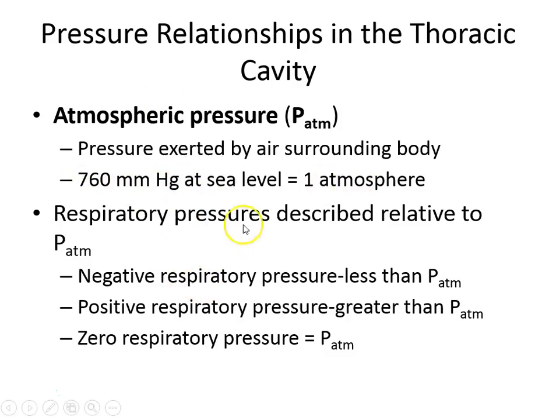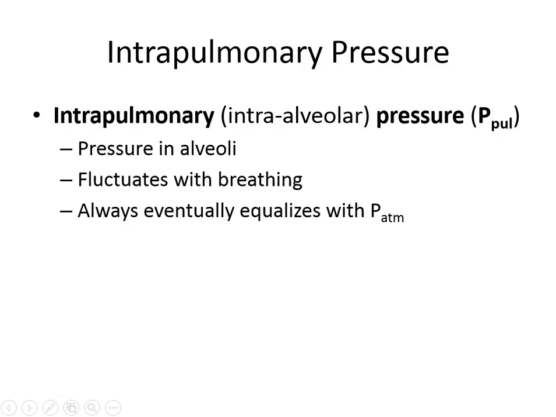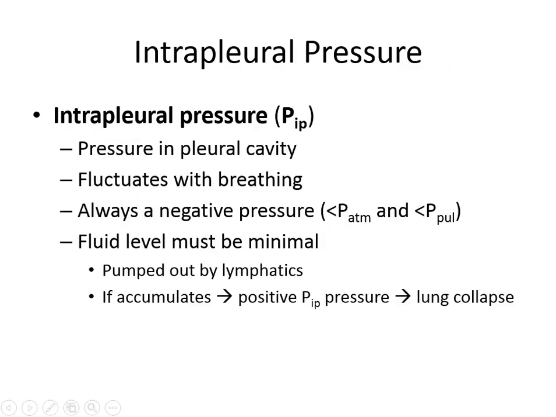So the pressure in our lungs is either going to be lower than that, greater than that, or equal. And that's going to determine how air flows. The intrapulmonary pressure, PPUL, is the pressure in our alveoli. This is what we're changing to make air flow in and out. So it's going to keep going above the outside pressure, equal, below, equal, above. Each time we breathe, it's going to change.